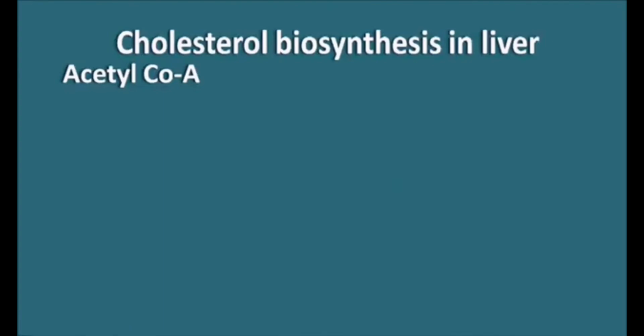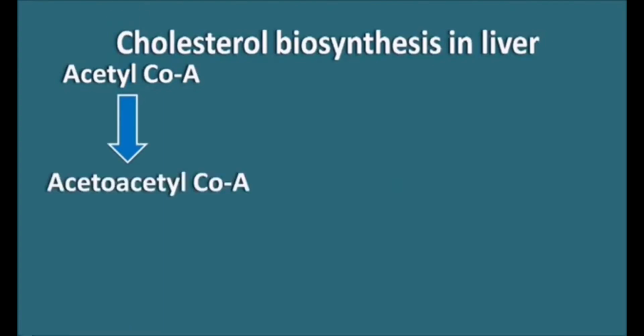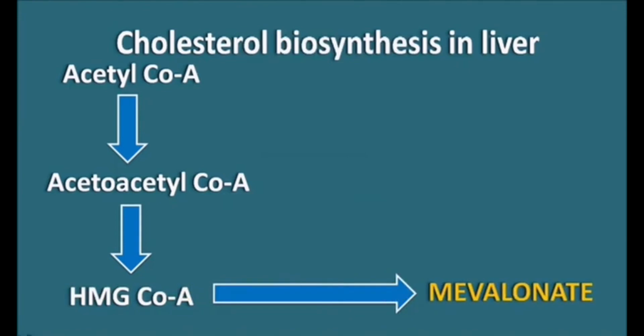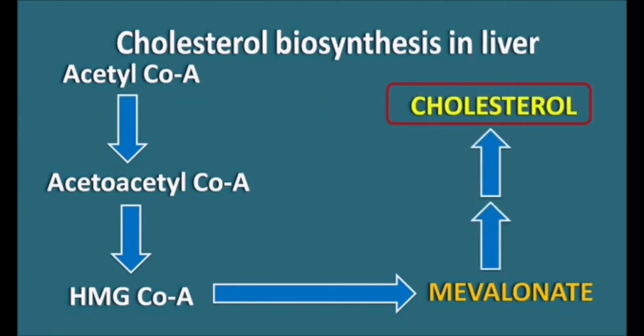The first molecule involved in the biosynthesis is acetyl coenzyme A, which is converted into acetoacetyl CoA, which is then converted into HMG-CoA, which is reduced to mevalonate, which is an intermediate step, and that's why this cycle is called the mevalonate cycle, which is then converted into cholesterol by means of various different steps.